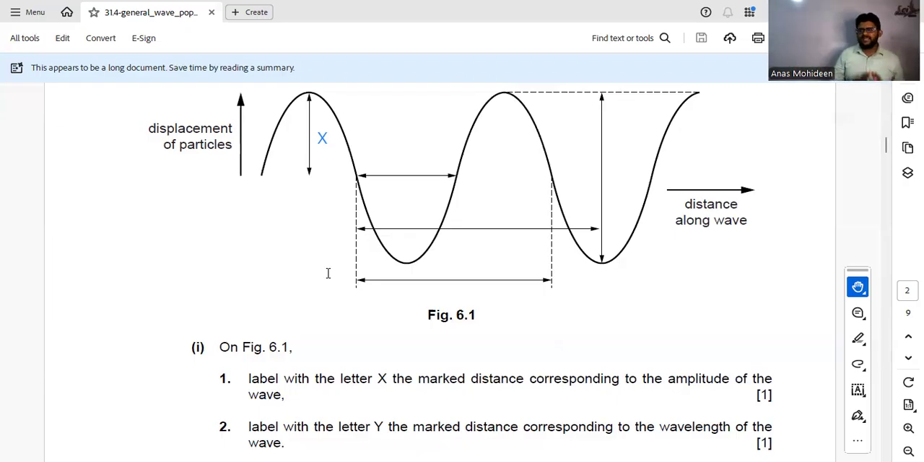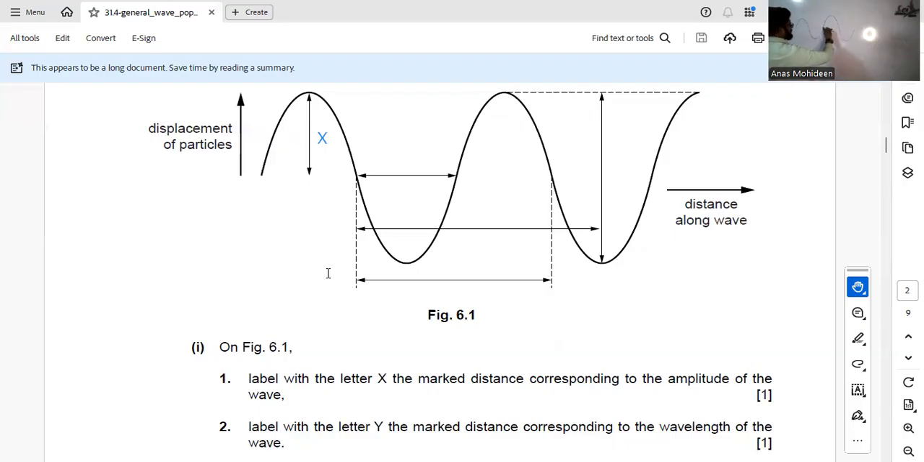And then the question says, label with the letter Y the marked distance corresponding to the wavelength of the wave. What do you mean by the wavelength? When you come for a wave, this is completely one wavelength. It's one complete wave. So the length of this wave is what we term as the wavelength. We can take it between two points which are next to each other, having the same phase. This is a starting point of one wave, this is a starting point of the other wave. So I can continue the wave like this. You can take it between the two starting points.